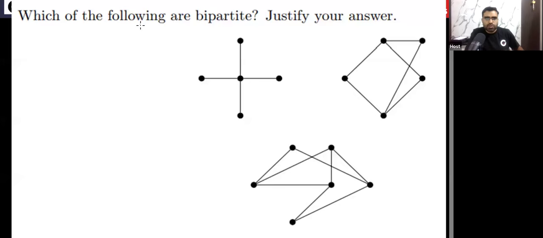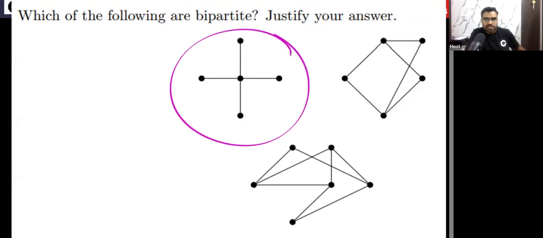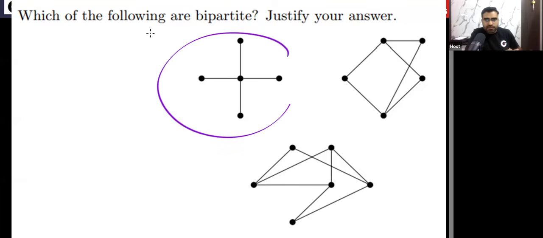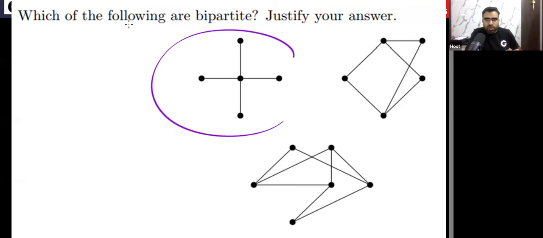Let's solve this question. Which of the following graph are bipartite? This graph, is this bipartite? Yes, of course, there is no odd length cycle. I told you a graph is bipartite if and only if there is no odd length cycle. In this graph, there is no odd length cycle. There is no cycle at all. Yes or no? So you can see, yes, this graph is bipartite.